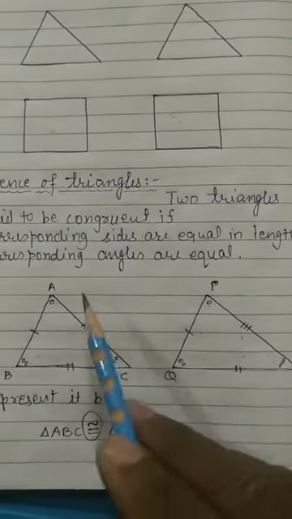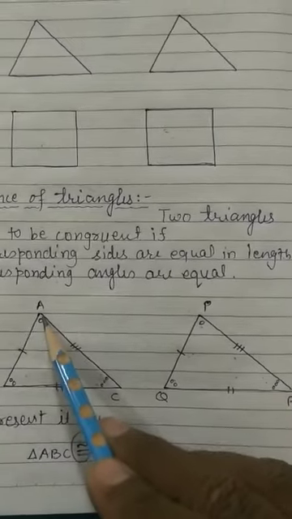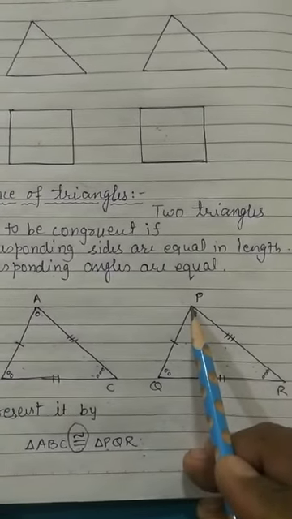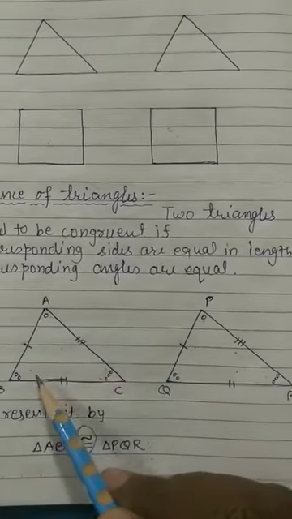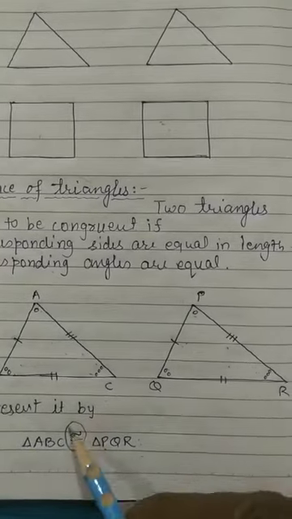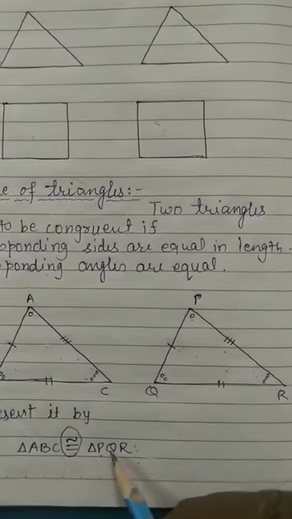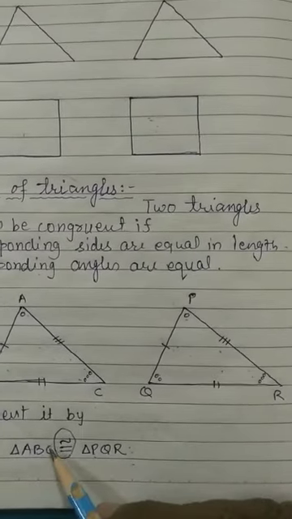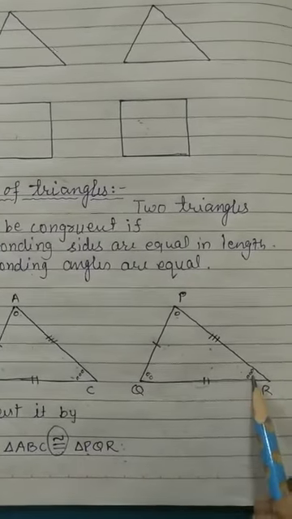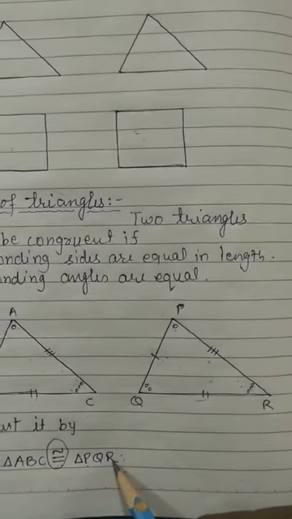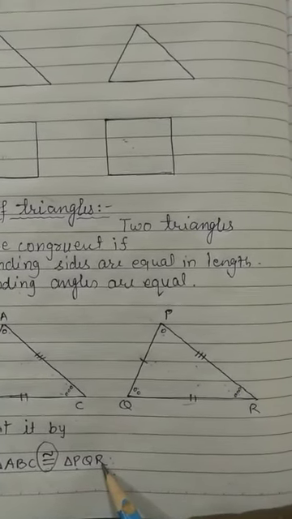So you have to keep this in mind: A is written in the same position as P, and B is written in the same position as Q, that is, if B is in the middle, then Q is in the middle. A is written first, P is written first. Angle C is equal to angle R, so C is last, and R is at last, right? This thing you have to keep in your mind.